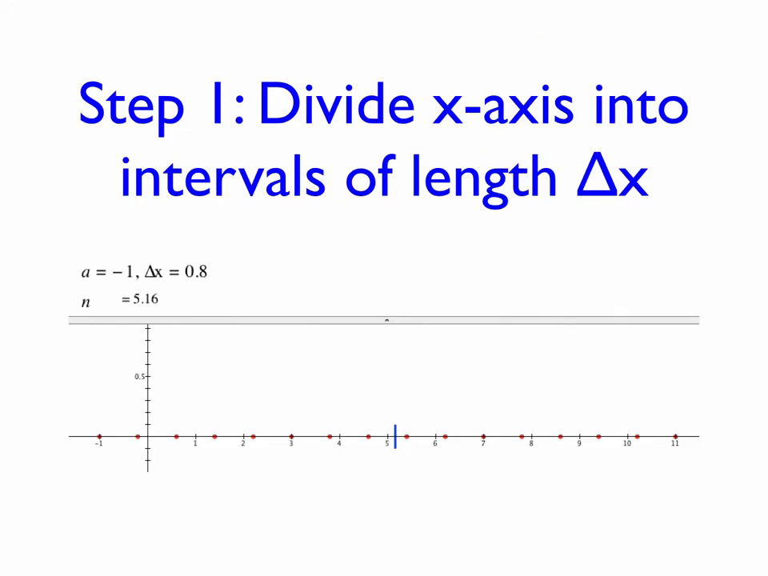This is what we were doing at the end of class on Monday. We divide the x-axis into intervals of length delta x. So in this picture, I've got a starting value, which was a equals -1. Because the number line is infinite, the x-axis goes infinitely forever in both directions, I have to pick a place to start. So I'm going to start at -1, and then partition my x-axis into intervals of length delta x, which we've set to be 0.8. And then I can just continue doing that to the right. Okay, so that's how we start.